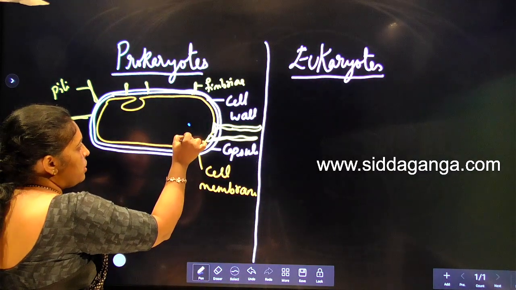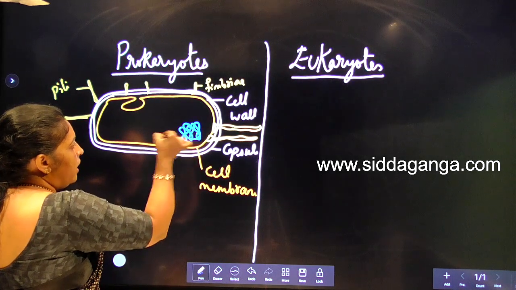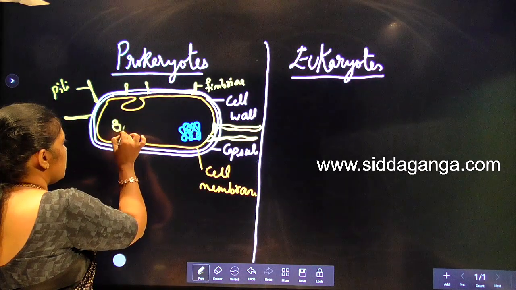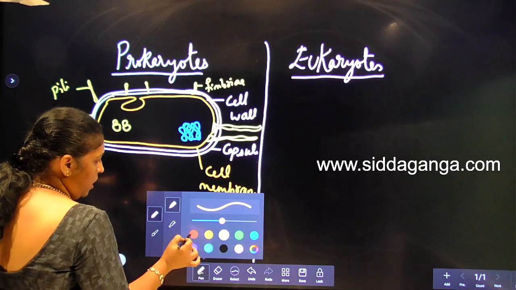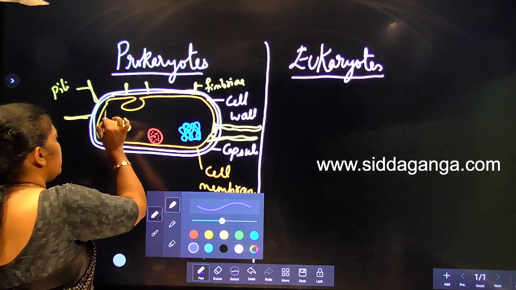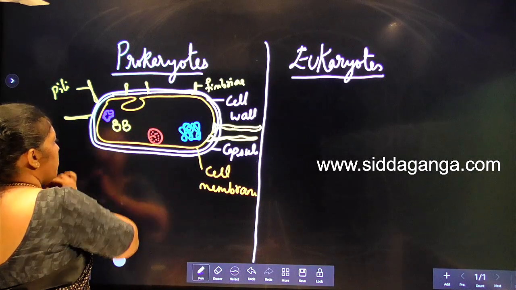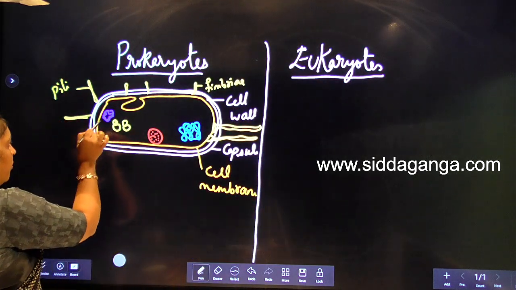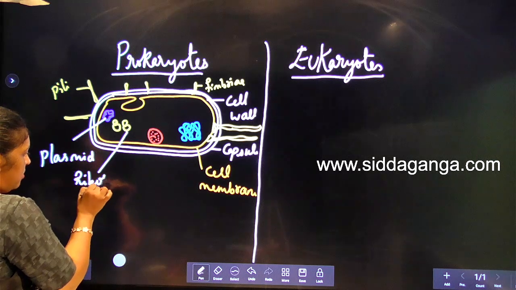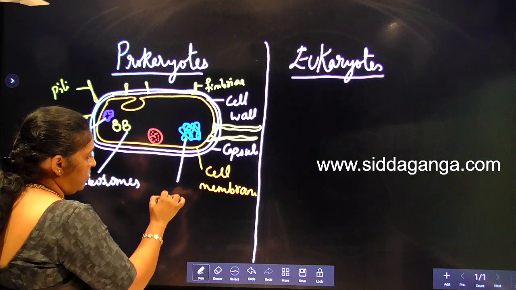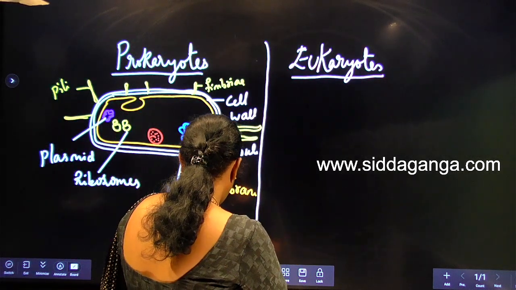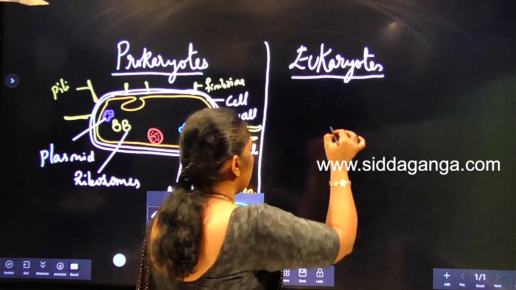See here, in prokaryotes the DNA is naked. It is not surrounded by any nuclear membrane. Understood? And we see another structure called ribosomes, and one more structure called inclusion bodies. In some bacteria we see a circular structure called a plasmid. Understood? Then we'll go with the eukaryotic cells.